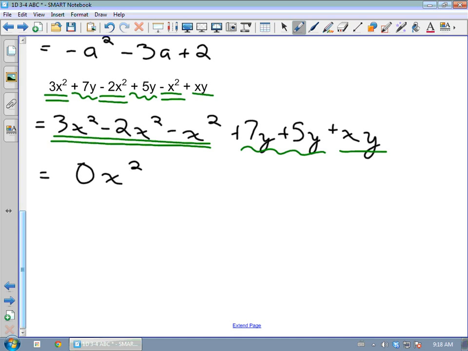Okay, that's a little bit weird. What's our next one going to be here on our y's? Yeah. And then finish it off for us. Plus the xy. Okay. When we get this coefficient of 0, this is like 0 times x squared. So if we take anything and we multiply it by 0, what's the answer?